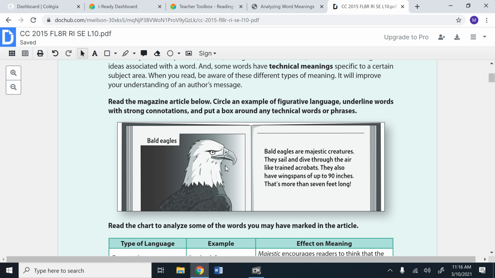So they want us to find an example of figurative language and circle it. So I'm going to take my circle tool, and I notice that it says they sail and dive through the air like trained acrobats. So this is a simile. So I'm going to go ahead and circle it.